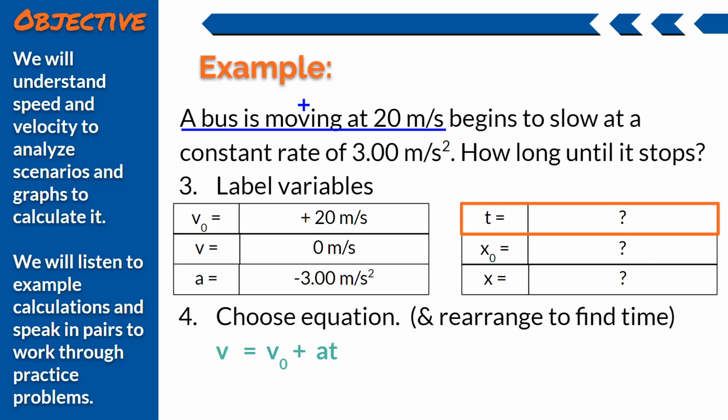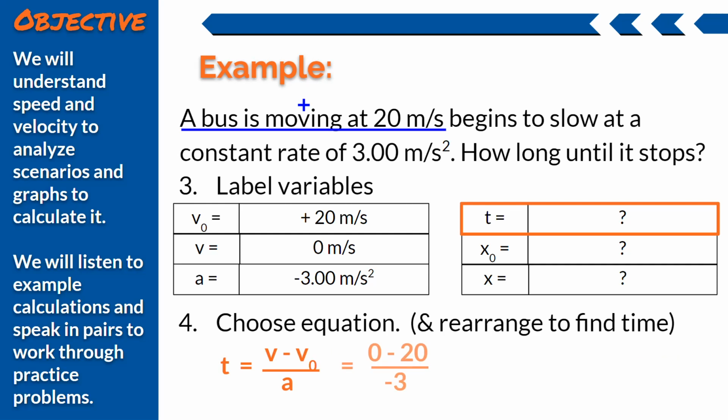So if I wanted to isolate my time, I need to get it by itself, and so the first step is going to be subtracting V naught from both sides because it is currently being added. So I'm going to subtract V naught. That leaves me with V minus V naught equals A times T. And again, I'm trying to get time by itself, so my next step is dividing both sides by A, and that leaves me with this. Time equals V minus V naught divided by A. That is the equation that I'm going to substitute my numbers into.